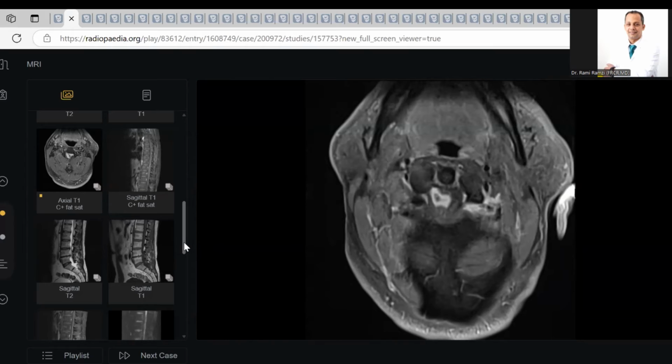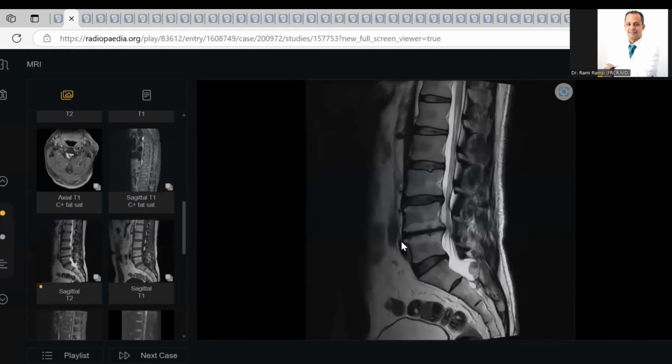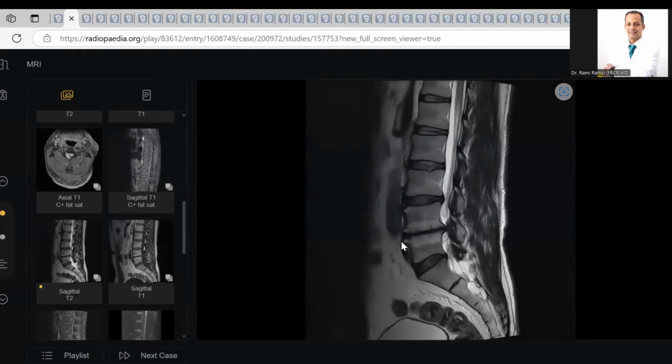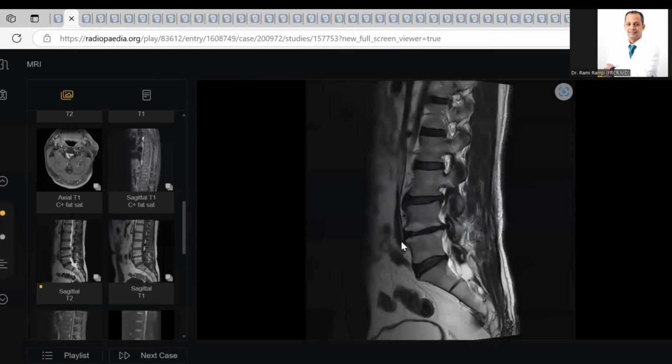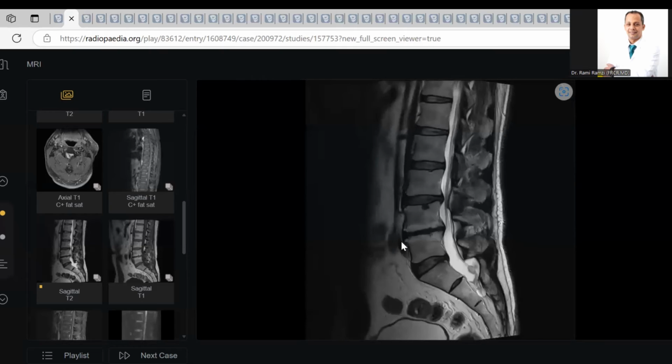What is your next step? I want to request an MRI of the lumbar spine as well, and the entire neural axis, to look for drip metastasis. Excellent. And I want to convey my findings to the neuroradiologist. This is MRI, yes, lumbosacral MRI.